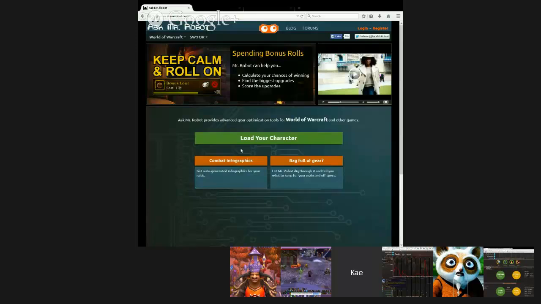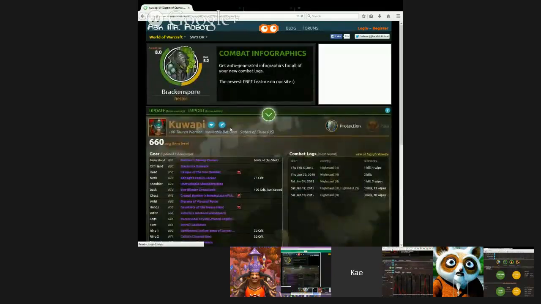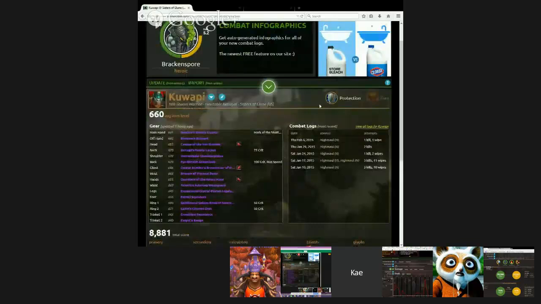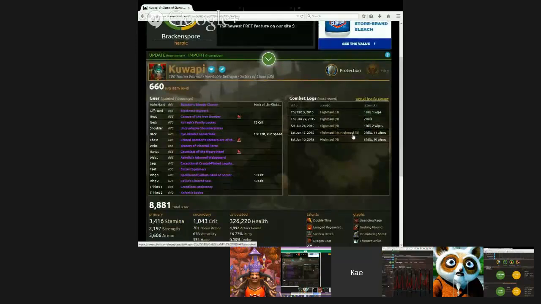So let's take a closer look at it. All you do is click Load Your Character, pick your server, and pick your toon. I went ahead and picked Kwapi, who's my tank. And basically this is what you'll see. You'll have your information here, and you'll have combat logs. So here's what has to happen for you to get a combat log. Either you have to have the app and have saved the log and uploaded it, or someone in your party will have done this and saved it and uploaded it.